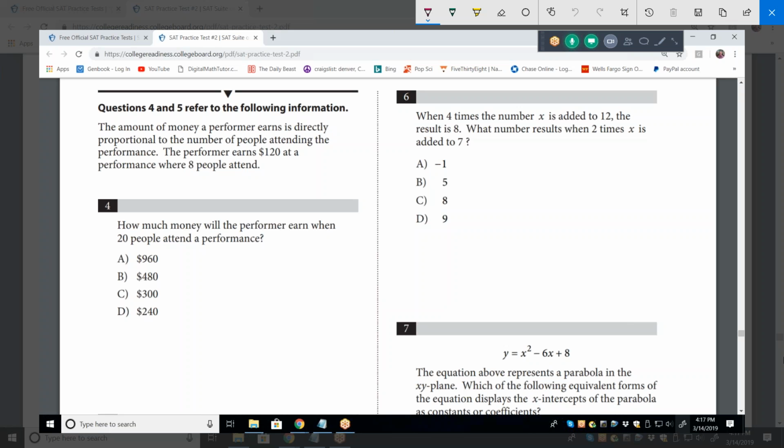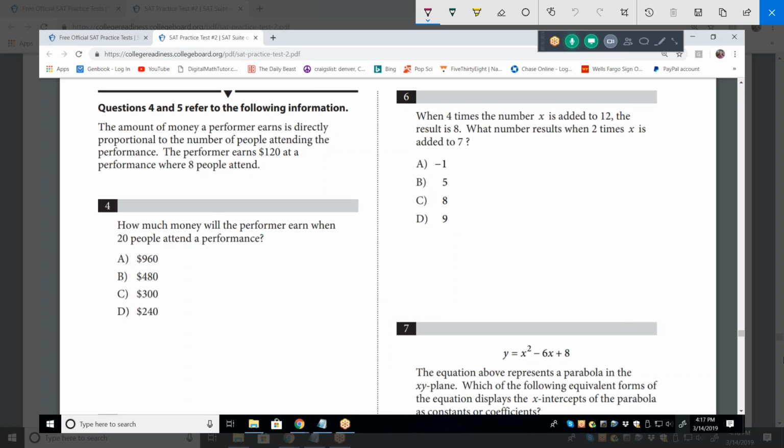Okay, so I think right now I've thought of two ways to approach this problem. The first one was, based on the given information, to divide 120 by 8, so then you know that each person is $15, and then you could just multiply 15 by 20 to get your answer for number 4. That is perfectly fine.